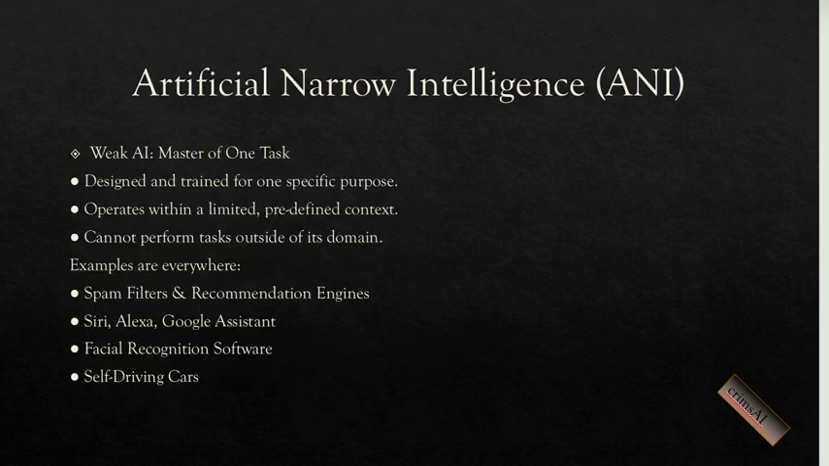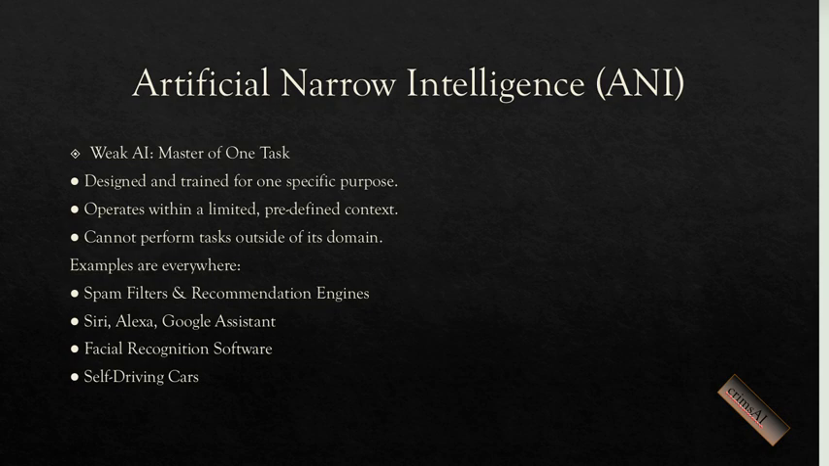Also called weak AI. Exactly. Weak AI. It means the AI is designed and trained for one specific task or a very limited set of tasks. It operates within a predefined context and it simply cannot do things outside its domain. So my spam filter can't suddenly start composing music. Not a chance. It's brilliant at identifying spam, but that's it.